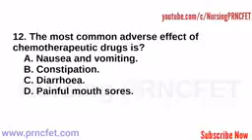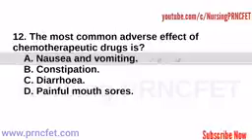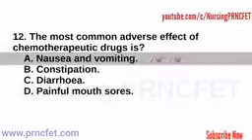Question 12. The most common adverse effect of chemotherapeutic drugs is A. Nausea and vomiting. B. Constipation. C. Diarrhea. D. Painful mouth sores. Correct answer is A. Nausea and vomiting.